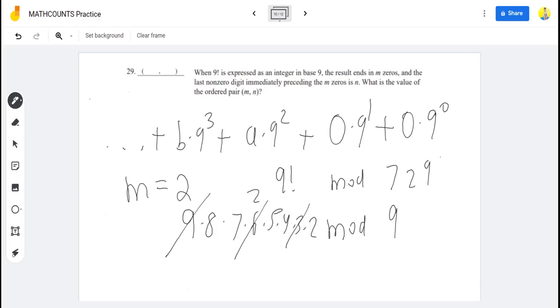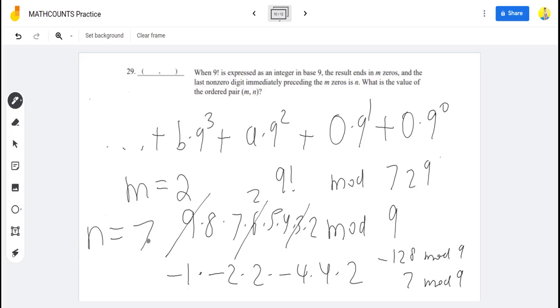And 8 is -1 mod 9, 7 is -2 mod 9, 2 is 2 mod 9, 5 is -4 mod 9, 4 is 4 mod 9, and 2 is 2 mod 9. And multiplying all this together, we get -128 mod 9, which is equal to 7 mod 9. So n is just 7. So the answer is just 2, 7.